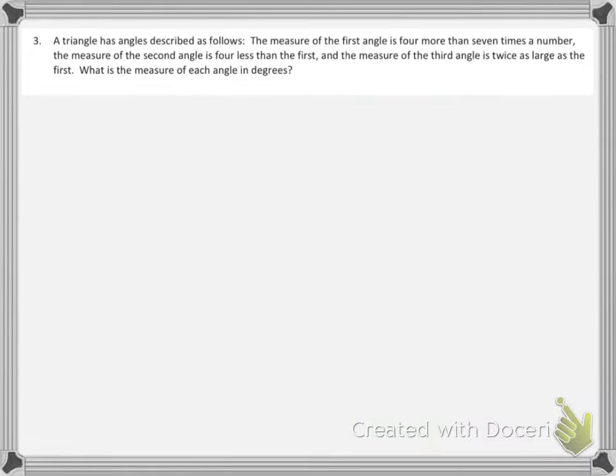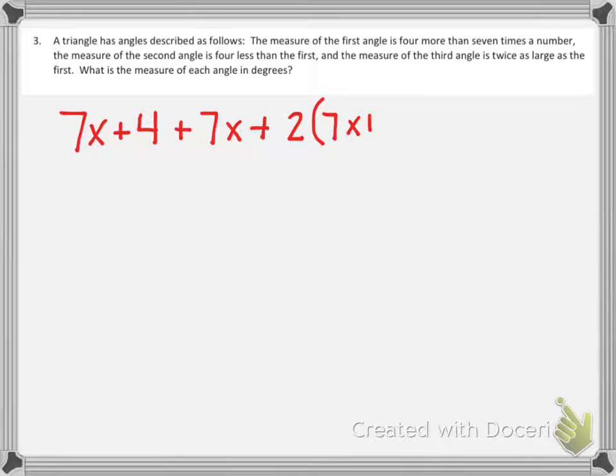All right. Question 3. A triangle has angles described as follows. The measure of the first angle is 4 more than 7 times the number. 7 times the number plus 4. Okay. The measure of the second angle is 4 less than the first. 4 less than the first, well, that would just be 7x. And the measure of the third angle is twice as large as the first. So then I'm going to multiply the first by 2. So that's 2 times 7x plus 4.